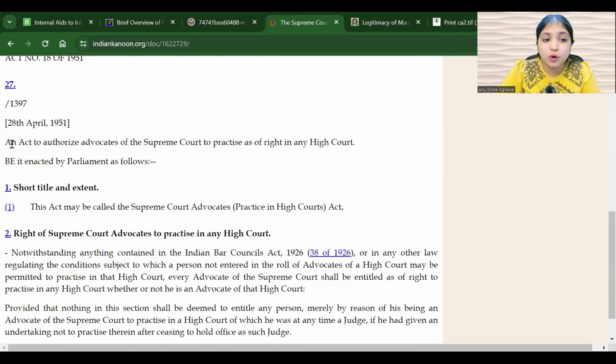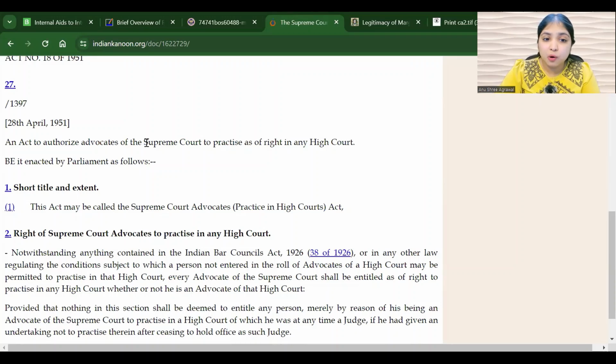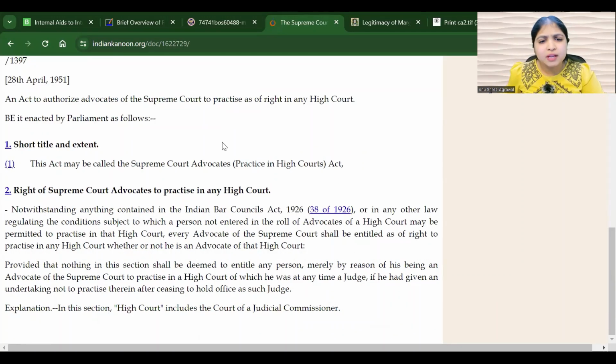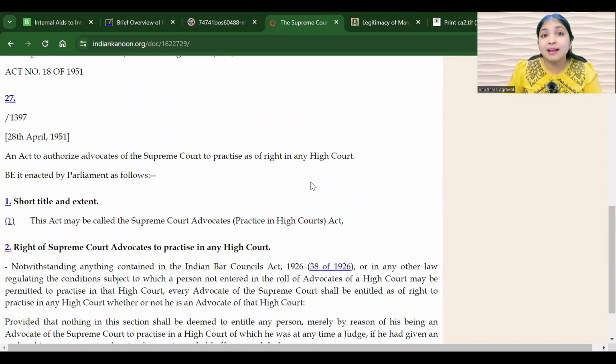Like, for example, when I look at the long title over here, it becomes very clear that this law is about Supreme Court advocates practicing in the High Court. This law is about the right of the Supreme Court advocates to practice in the High Court. So in case, while reading this whole law, the court needs any help with interpretation, the court can have a look at this short title and the long title, and the court will be able to do the interpretation.